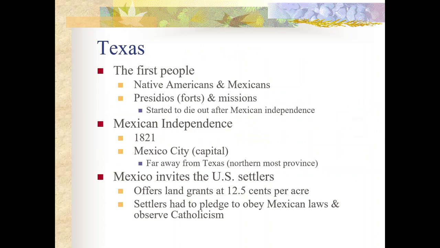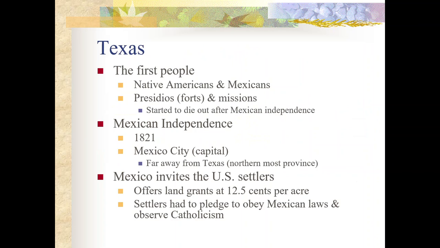So at 12.5 cents per acre, that is going to encourage many settlers, especially when they find out that the soil in Texas is very good for growing cotton and sugar, so two cash crops that were in high demand. This is going to encourage many American citizens to go over.